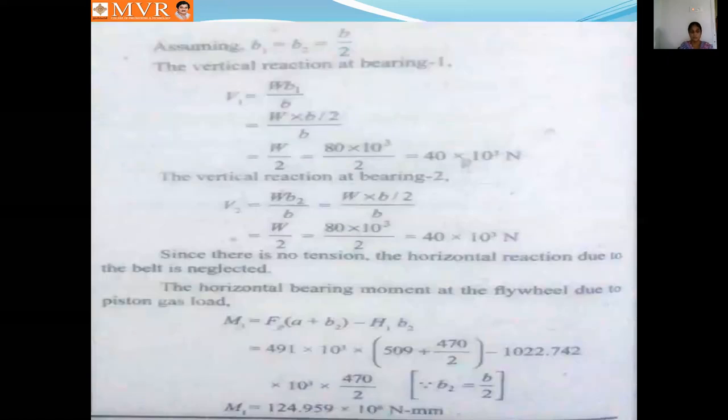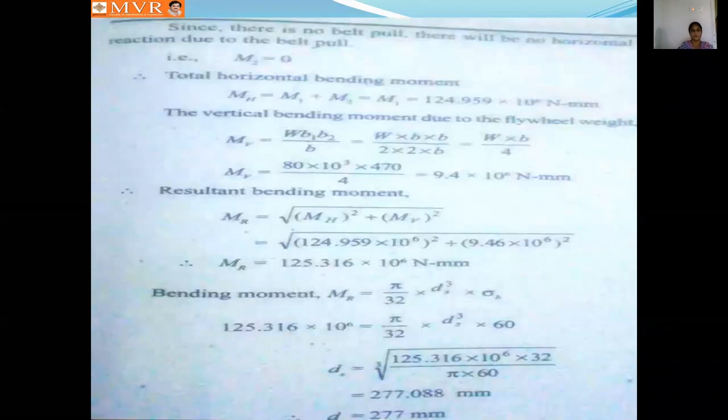Okay. After that, you will find the diameter, that is, the design of the shaft under the flywheel. In the design of the shaft, you will find it depending upon the reactions of the crankshaft. How will you find the reactions? You find B is equal to 250 plus L1 by 2 plus L2 by 2 plus clearance. Like that, you will find the horizontal reactions at bearing 1 and bearing 2. Automatically, you will find the vertical reactions at bearing 1 and 2. Next, you will find the total horizontal and vertical bending moments and the resultant bending moment, MR is equal to the square root of MH square plus MV square.